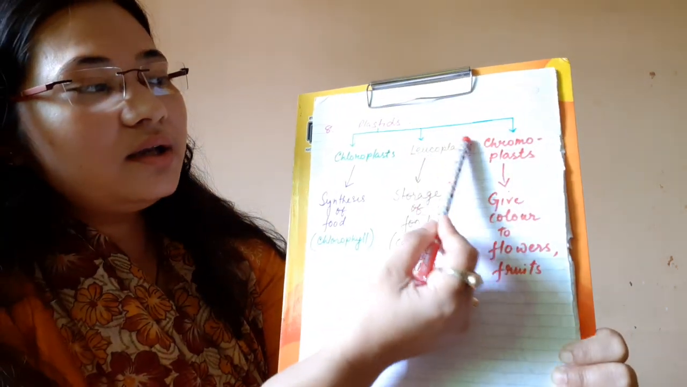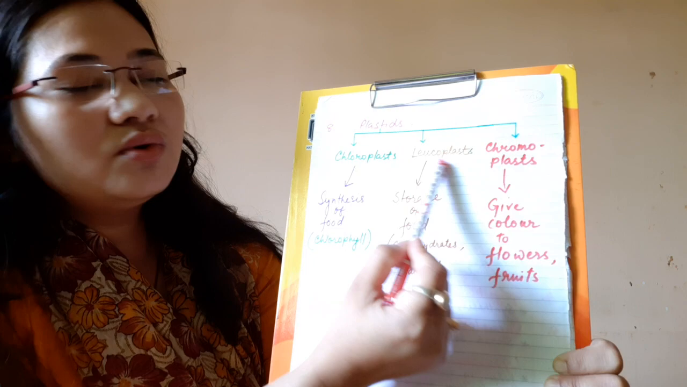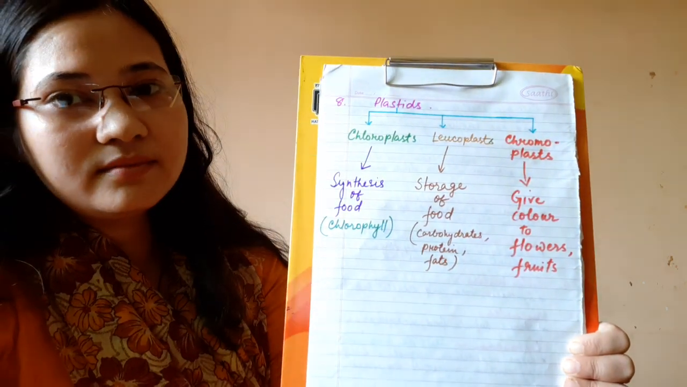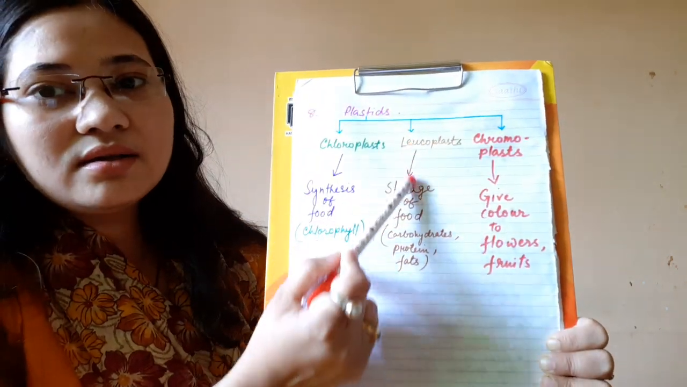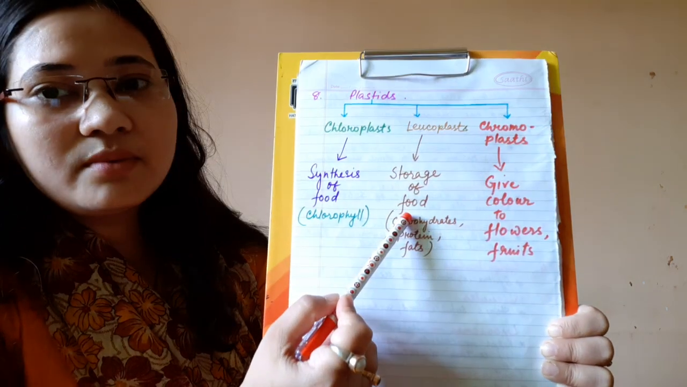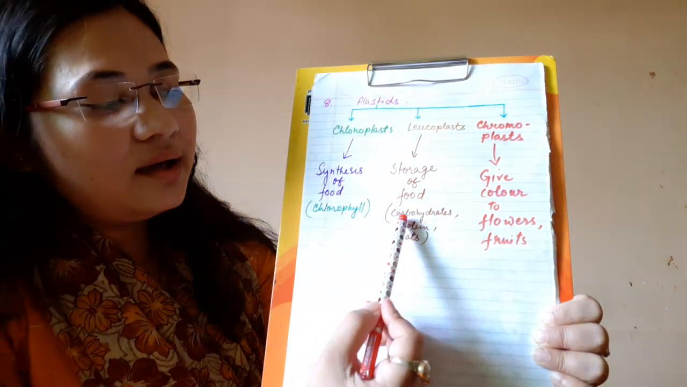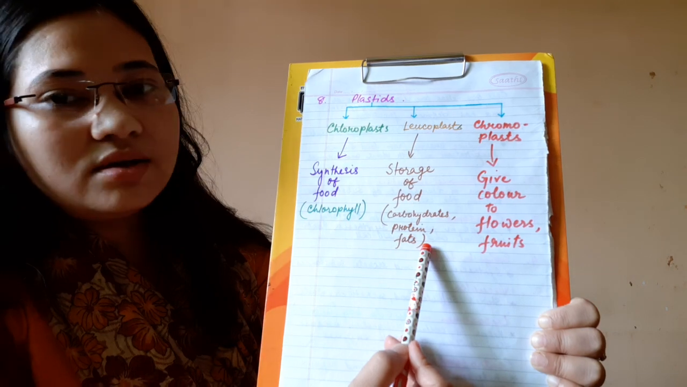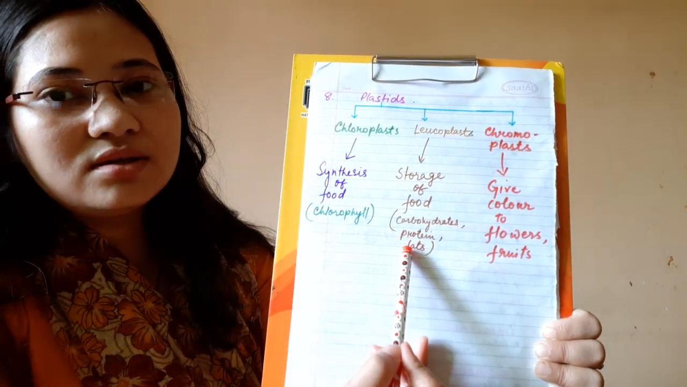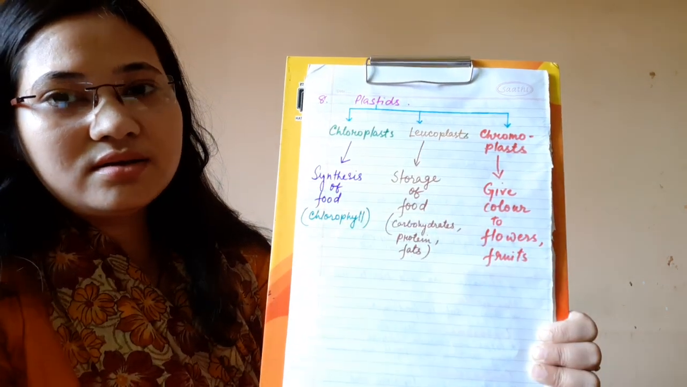Then comes the next type of plastids, which are called leucoplast or leucoplastids. Leucoplastids are colorless. They actually help in storage of food substances or granules like carbohydrates, proteins and fats. Okay, they help in storage of these molecules, so they are colorless.